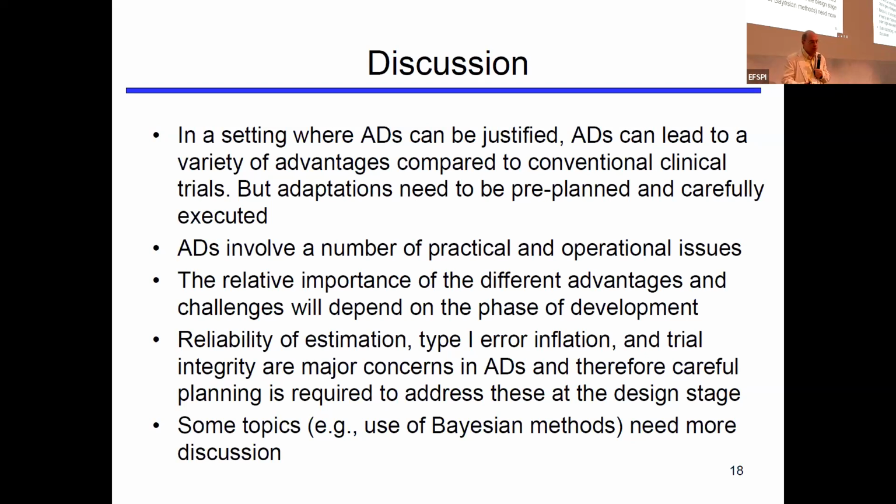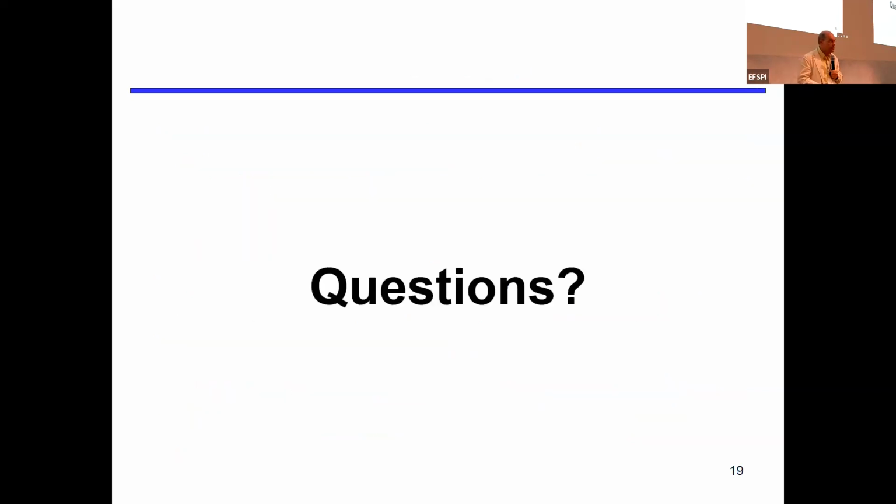Because any adaptive design will introduce additional uncertainty, and you need to make sure that this additional uncertainty introduced by an adaptive design doesn't risk too much the 5 principles Uli was mentioning. And some topics probably need more discussion as a community, such as the use of Bayesian methods. And with that, I think I'm concluding. Thank you.